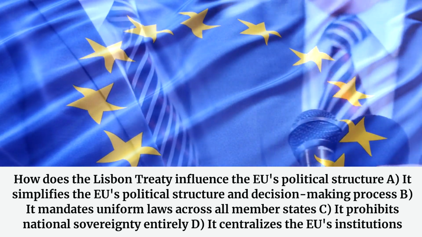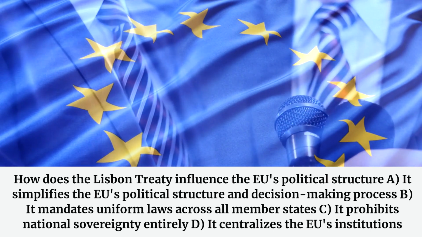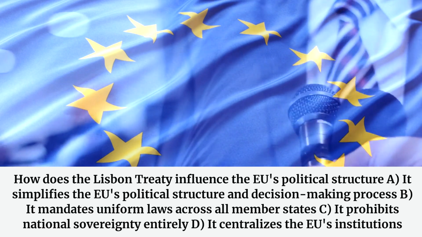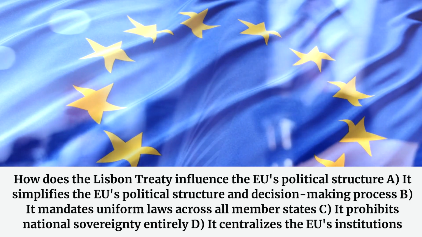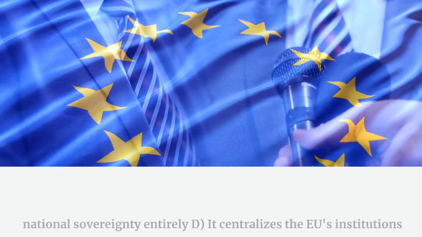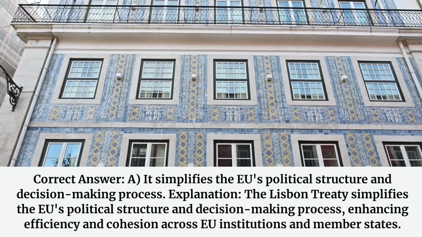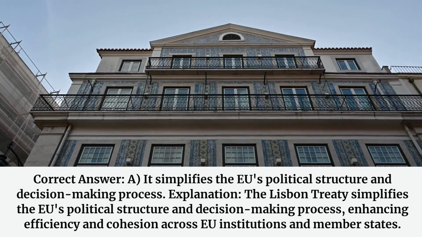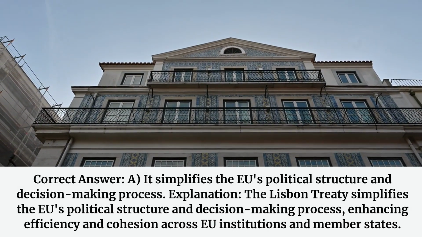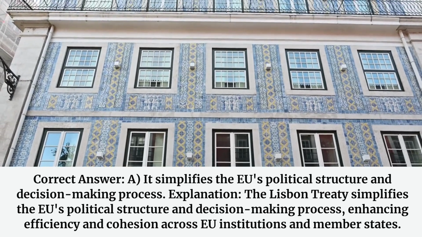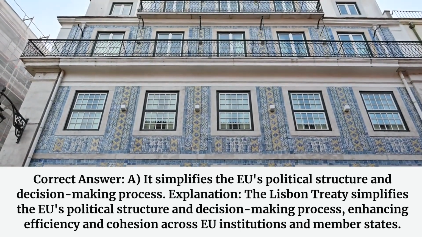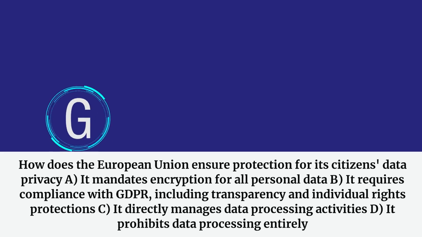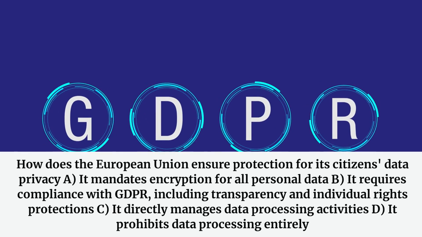How does the Lisbon Treaty influence the EU's political structure? A. It simplifies the EU's political structure and decision-making process. B. It mandates uniform laws across all member states. C. It prohibits national sovereignty entirely. D. It centralizes the EU's institutions. Correct answer: A. It simplifies the EU's political structure and decision-making process. Explanation: The Lisbon Treaty simplifies the EU's political structure and decision-making process, enhancing efficiency and cohesion across EU institutions and member states.